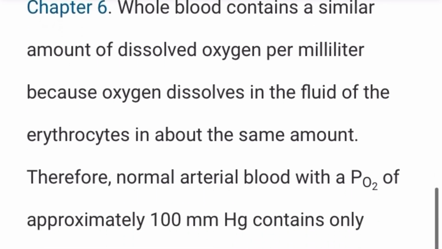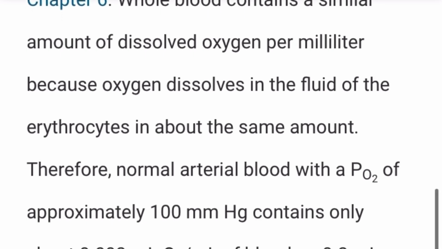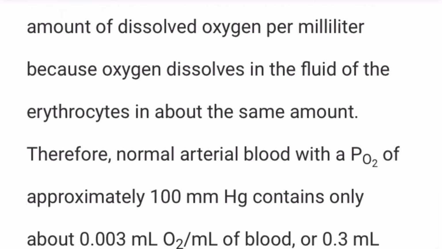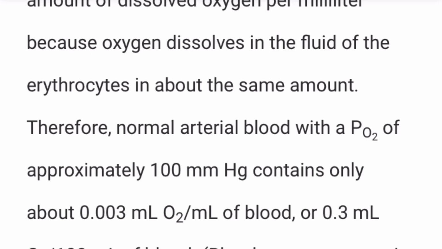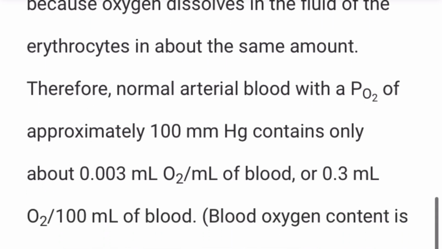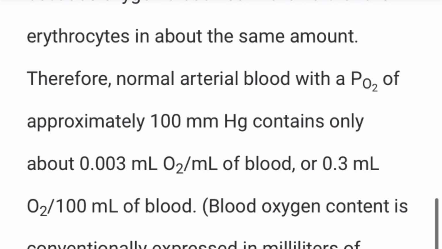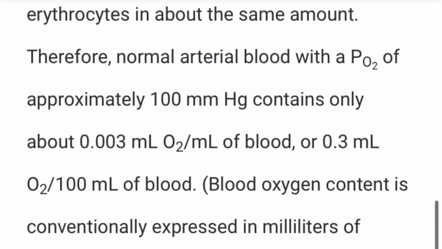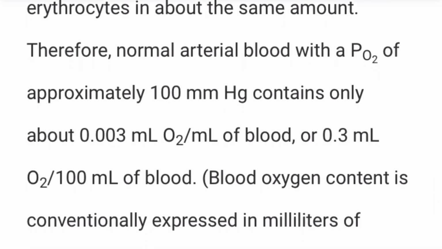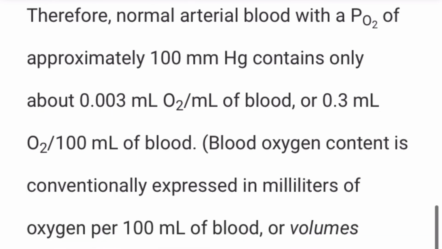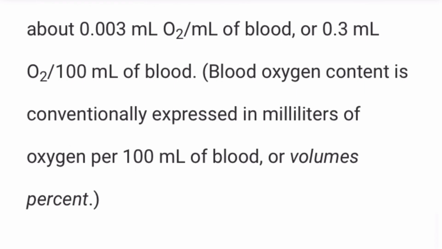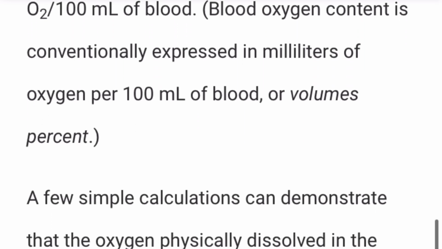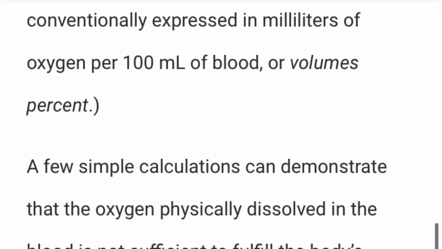Therefore, normal arterial blood with a PO2 of approximately 100 millimeters of mercury contains only about 0.003 milliliter oxygen per milliliter of blood, or 0.3 milliliter oxygen per 100 milliliters of blood. Blood oxygen content is conventionally expressed in milliliters of oxygen per 100 ml of blood, or volumes percent.